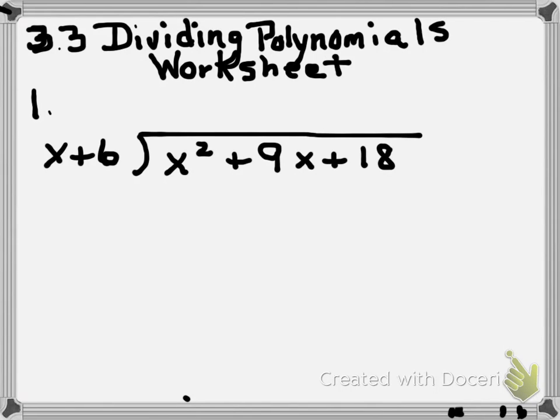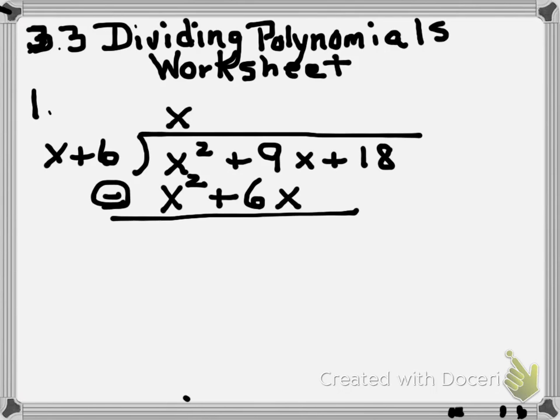3.3 Dividing Polynomials Worksheet. So the first one is x squared plus 9x plus 18 divided by x plus 6. So x squared divided by x is x. X times x is x squared. X times 6 is 6x. Change the signs of the second polynomial.